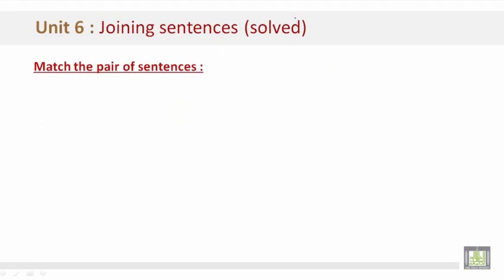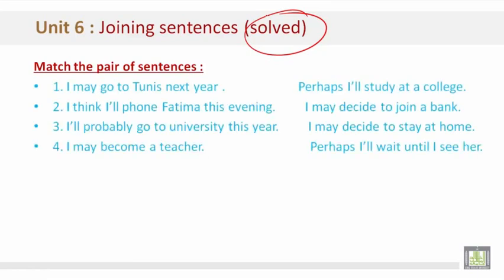Now, these sentences are solved. The reason why they are solved is we want you to see a good example before beginning to solve your own. Number 1. I may go to Tunis next year. I may decide to stay at home. Number 2. I think I'll phone Fatima this evening. Perhaps I'll wait until I see her. Number 3. I'll probably go to the university this year. Perhaps I'll study at a college. Number 4. I may become a teacher. I may decide to join a bank.